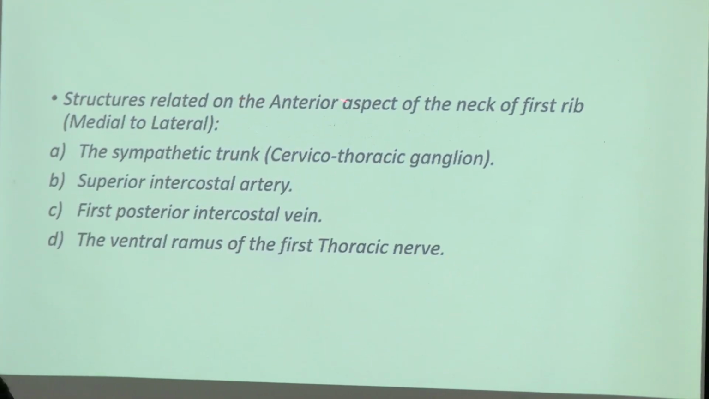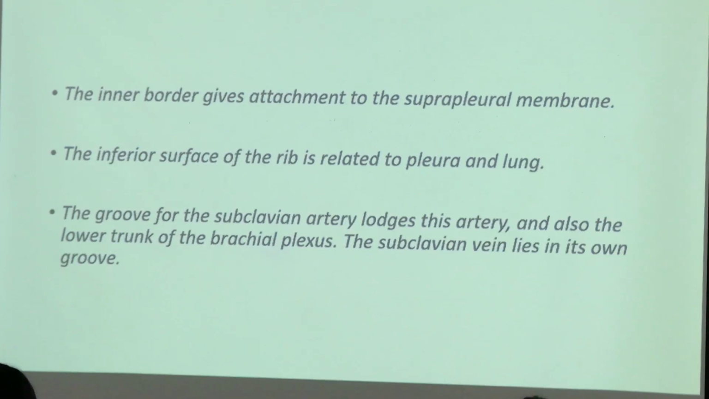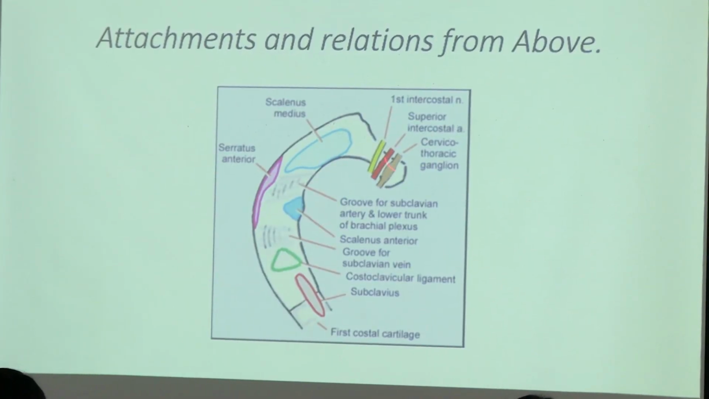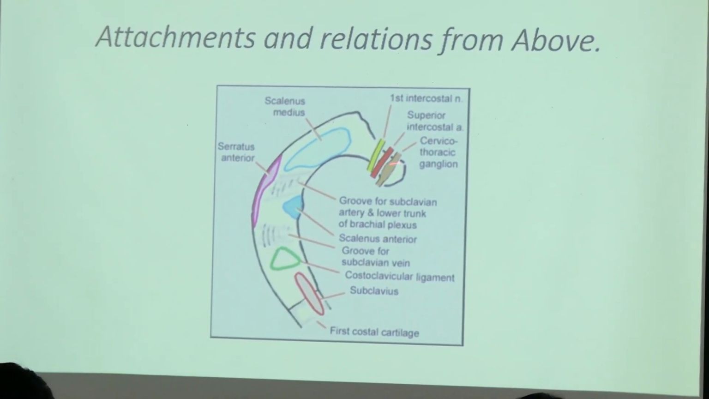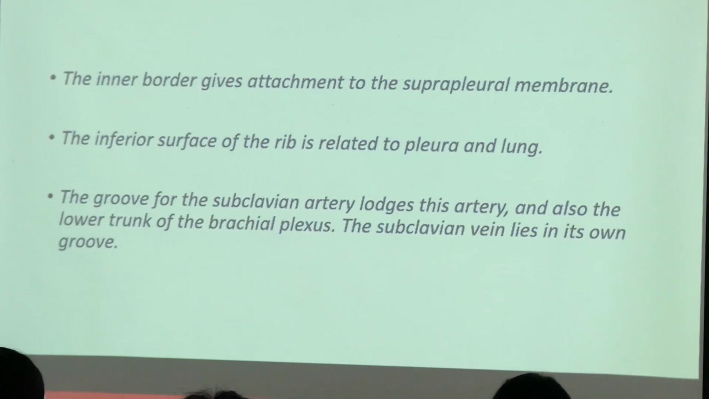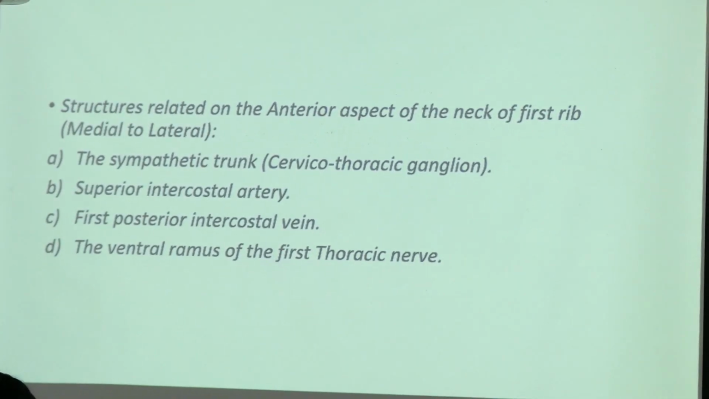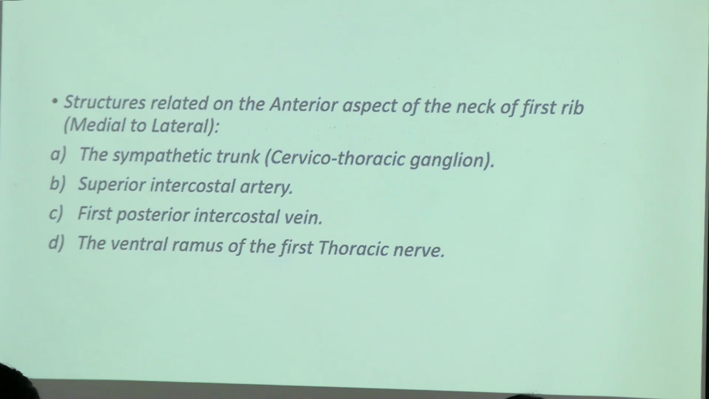thoracic inlet syndrome. Structures related to the anterior aspect of the neck. Which ones? These three. These structures, right? It is in the picture, but write. Structures related to the anterior aspect of the neck of the first rib.